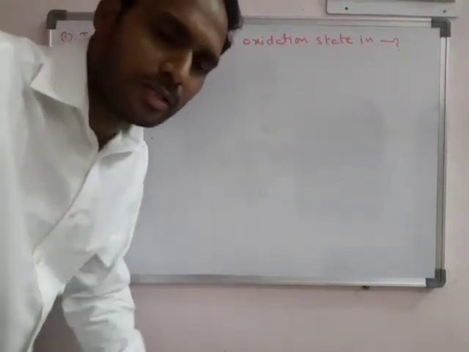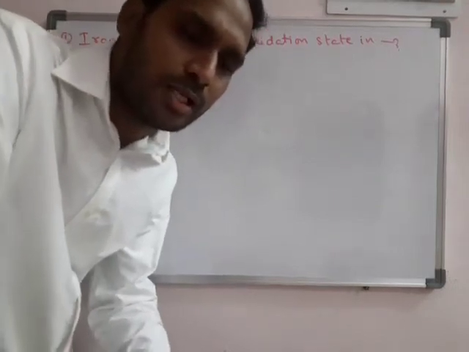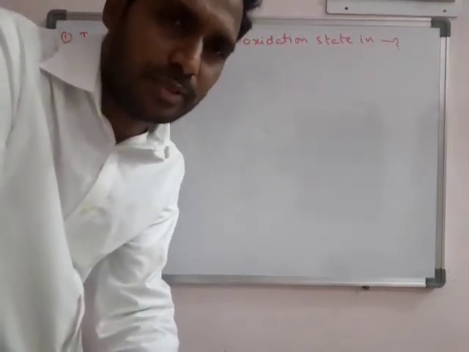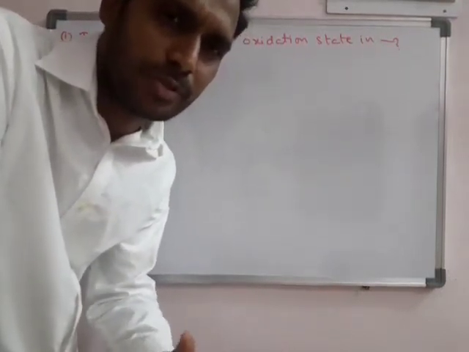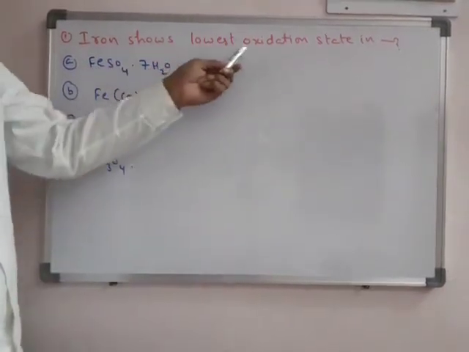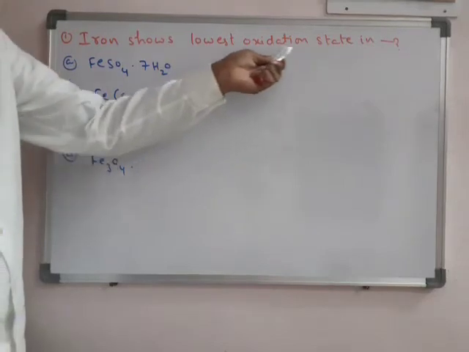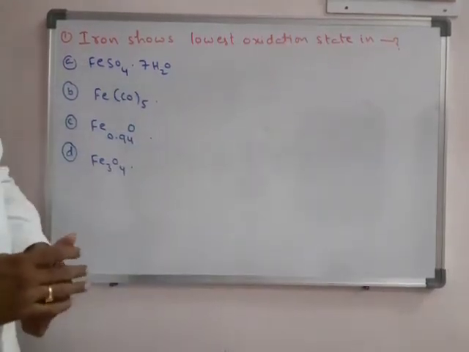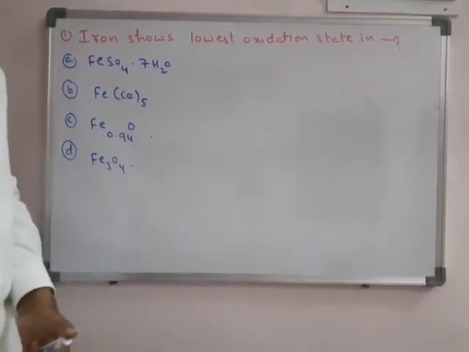So hello everyone. Today we see some questions based on oxidation number. So we see some different examples today. Okay. So firstly, iron shows the lowest oxidation state in which of the following compounds?